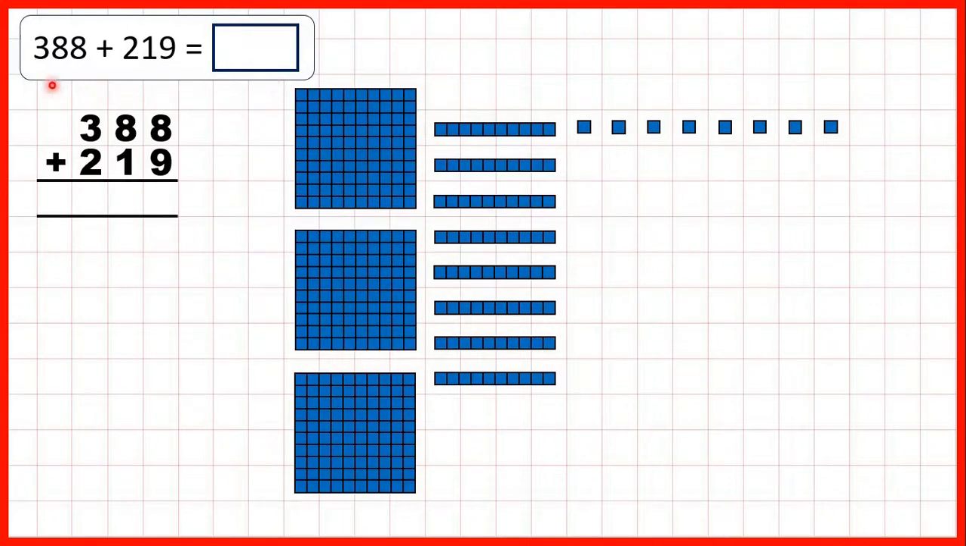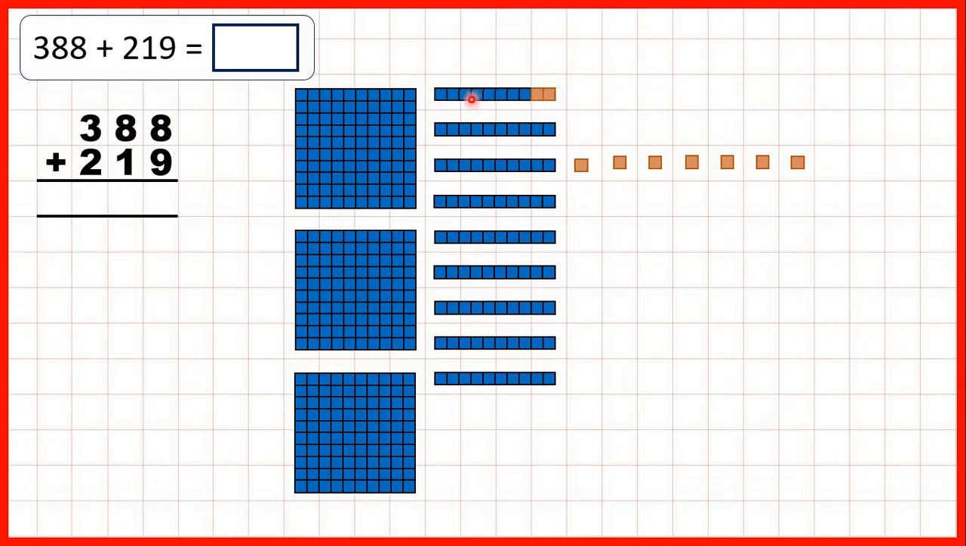And then for our last question, we started with 388, so 300s, 8 10s, 8 1s, and we were adding 219. We start by adding 9 1s, and that gives us 17 1s. But we don't write 17 in our answer, because we can exchange 10 of those 1s for 1 10. So we've made 1 extra 10, and now, because we exchanged, we only have 7 1s, so that's 7 as the ones digit of our answer.